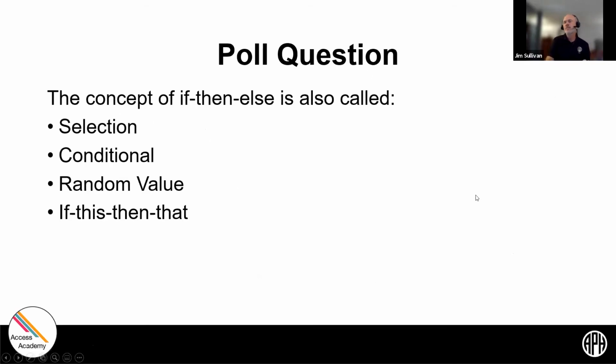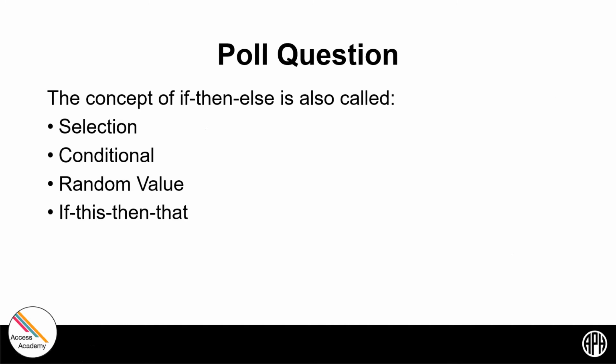Paul? All right. So we want to see if you were paying attention to the discussion about the vocabulary. So the concept of if, then, else, it's also called what? Selection, conditional, random value, or if this, then that. So the concept of if, then, else, it's also called what? Selection, conditional, random value, or if this, then that.